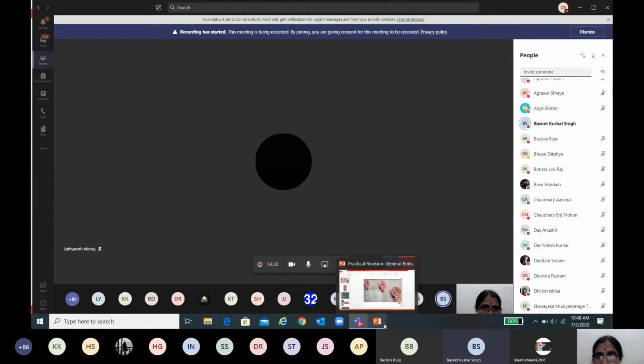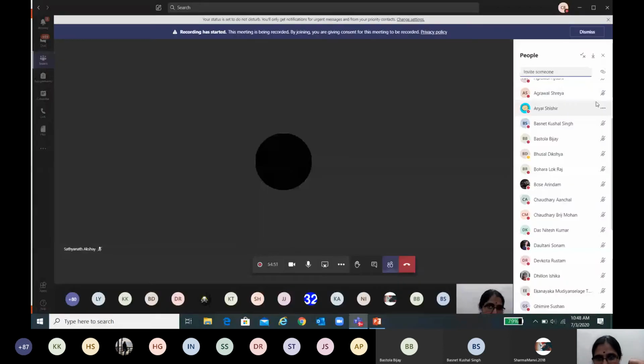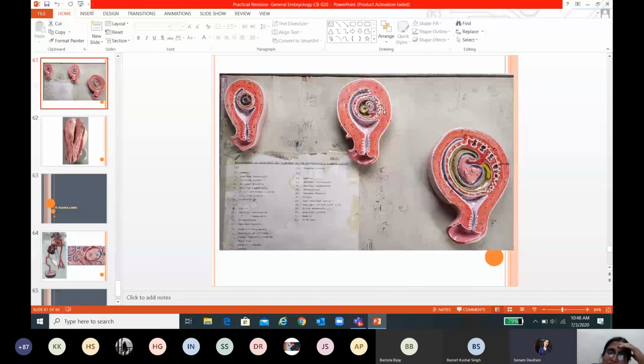Achal, can you see this pointer? This is a very, very important spotter question for the university exam. You are a university going batch, yes? What is this, Achal? Okay, Achal is not there. Sonam, are you there? Yes, ma'am. Sonam, which part of the decidua is this? Decidua basalis. Very good. What is the fate of decidua basalis, Sonam? Ma'am, it forms the maternal part of the placenta.